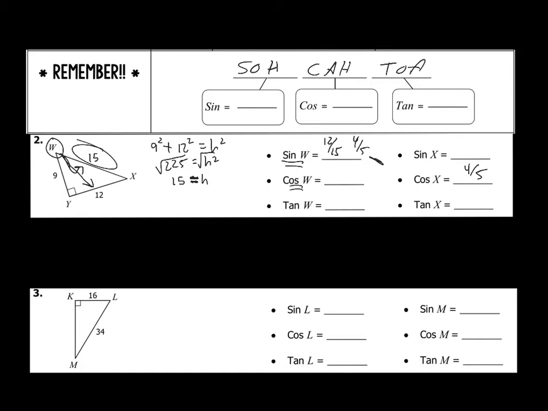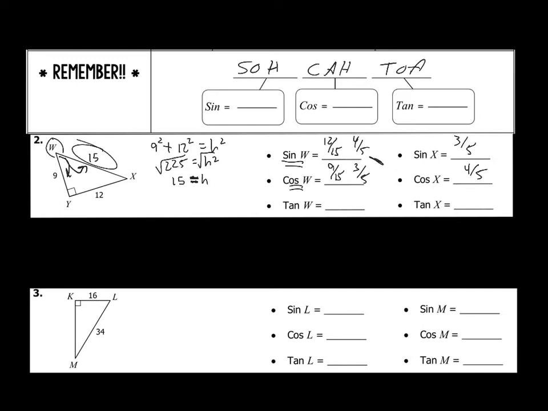The cosine of W is going to be the adjacent over hypotenuse. So it's going to be 9 over 15, both divisible by 3 again, which is going to yield us 3/5. And again, 3/5 is going to be the sine of x.